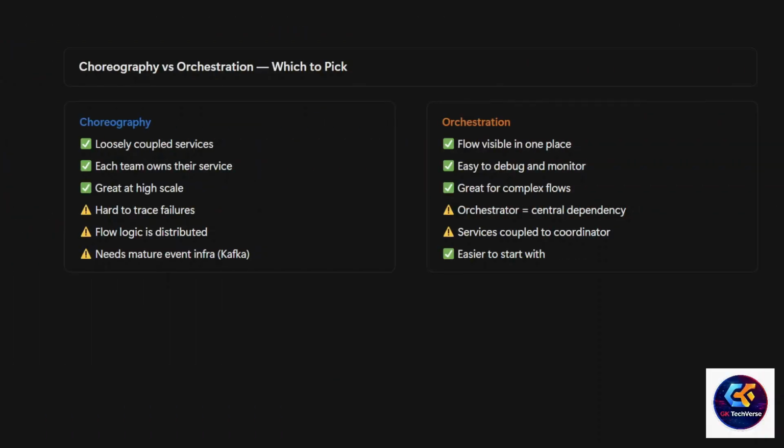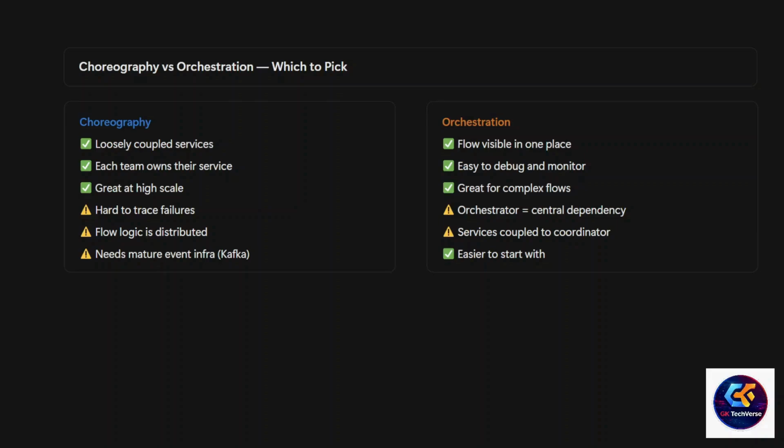Now we know there are two ways to build a Saga: choreography and orchestration. So which one should you choose? Choreography works beautifully when your services are truly independent and your teams own each one separately. The system is loosely coupled but harder to debug. The flow is spread across multiple services and event topics.